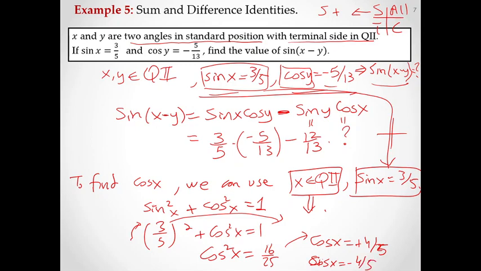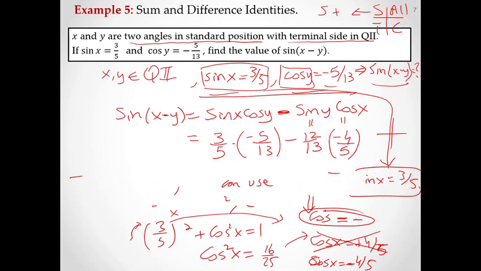Now in Q2, the only trigonometric function which is positive is sine, so cosine is negative in Q2. So we don't take this one, we take only the negative value, which is negative 4 over 5. And then we substitute it in the formula, and we get the answer. So these are the steps we should do here.